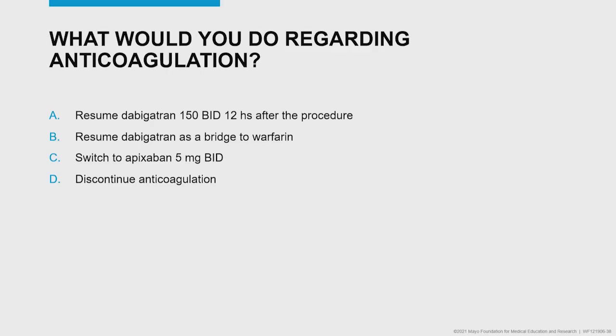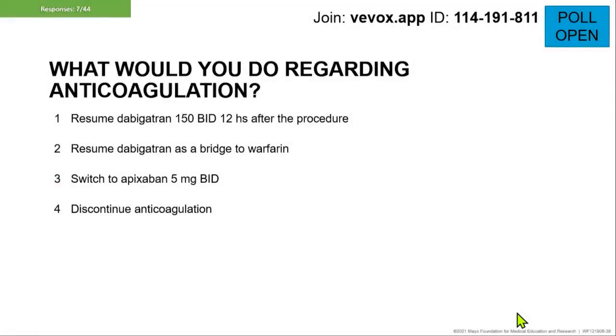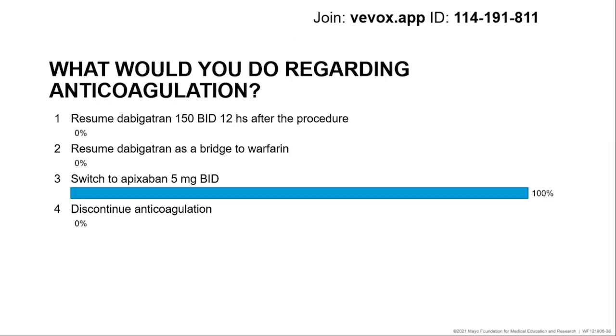And then the next question was what to do regarding anticoagulation. The options were to continue with the dabigatran. That's what he was on before. Continue with dabigatran to bridge him to warfarin, switch to apixaban, or discontinue anticoagulation. And if you remember the case, he had a creatinine of 1.6. He had a creatinine clearance of less than 50. And at the beginning, when we saw the patient initially, so we're not going to do the poll because I gave up the answer. And the answer is, yes, 100% switch to apixaban.